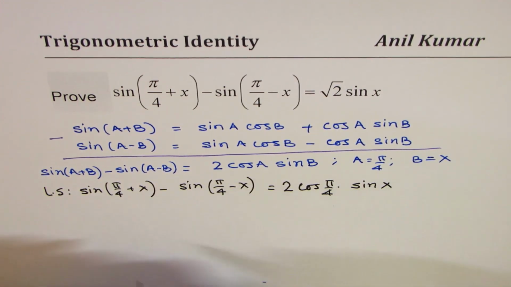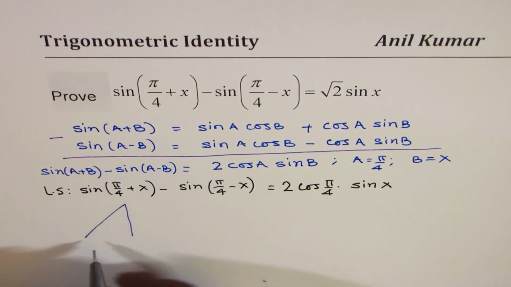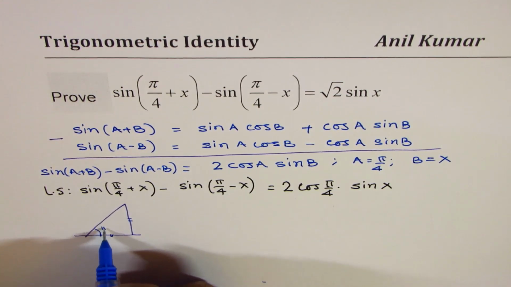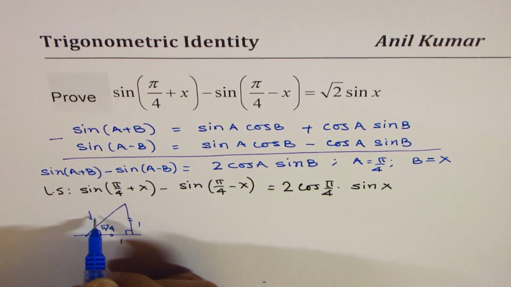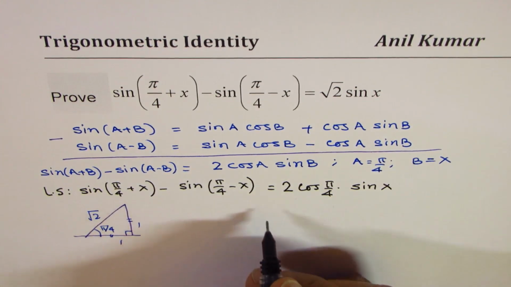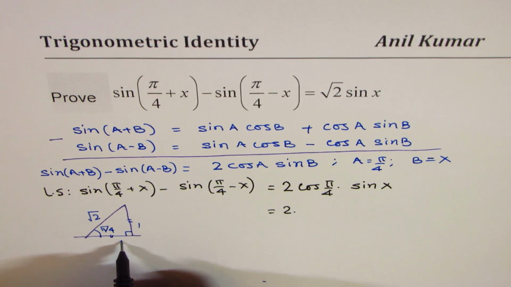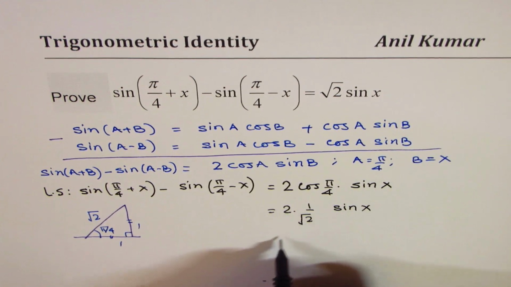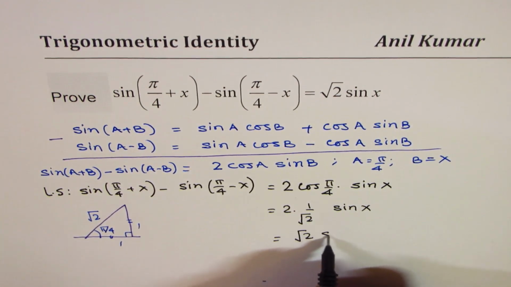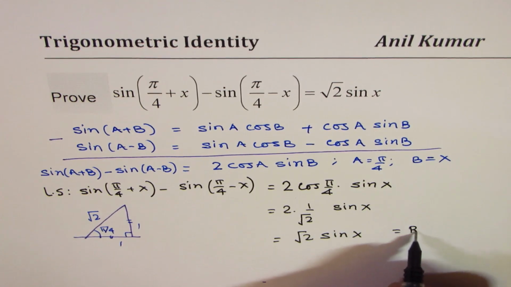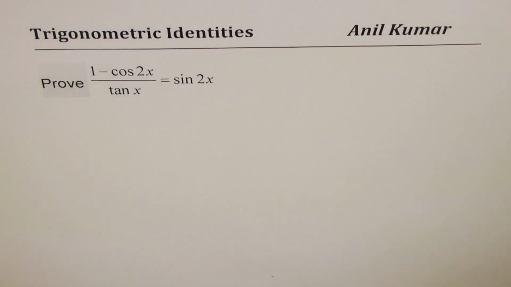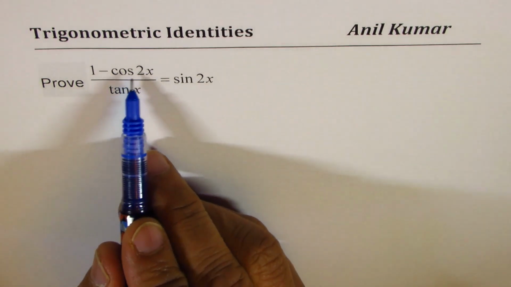Now, if you look into a pi by 4 right triangle, as you know, these sides are equal for pi by 4. We know 2 times cos pi by 4 is 1 over square root 2 times sine x, and that can be simplified as square root 2 sine x, which is the right side. You see that? So that is how you could prove the given identity. I hope that helps.